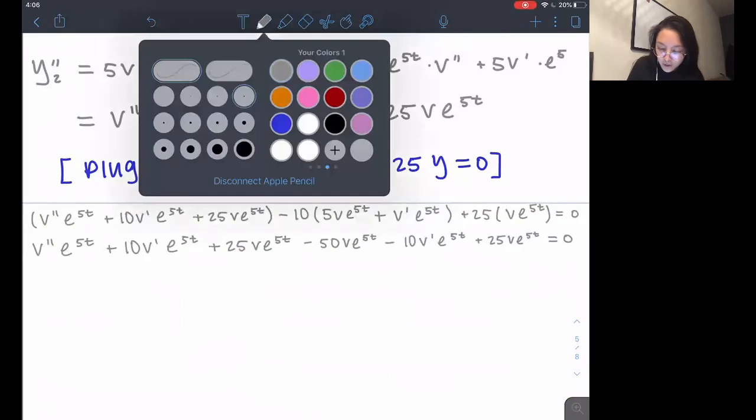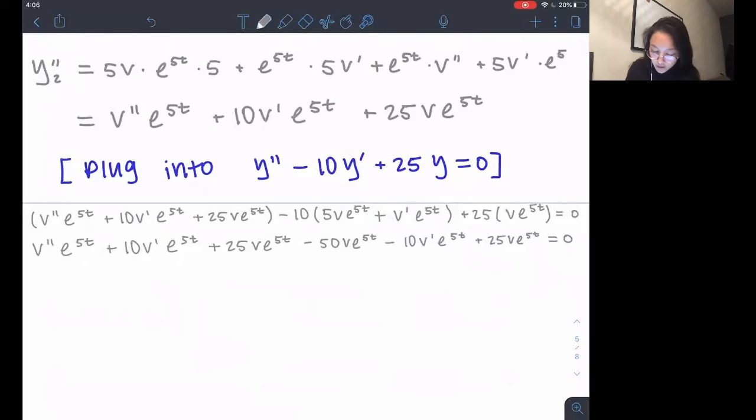So you'll notice that there are things that can be crossed out. You'll see we have a positive 10v prime here, and then we have a negative 10v prime there. So we're going to cross those out. And then you'll also see that we have a negative 50v, and then a positive 25v, and a positive 25v. Those all cancel out, so we're also going to cross those out. And then what we're left with is v double prime e to the 5t equals 0.